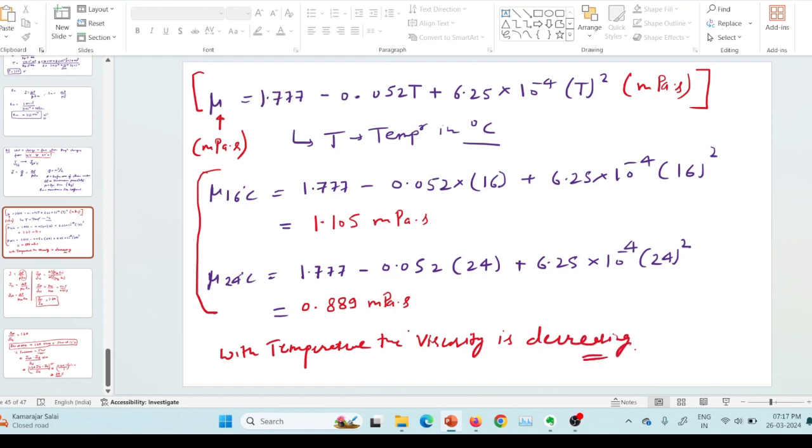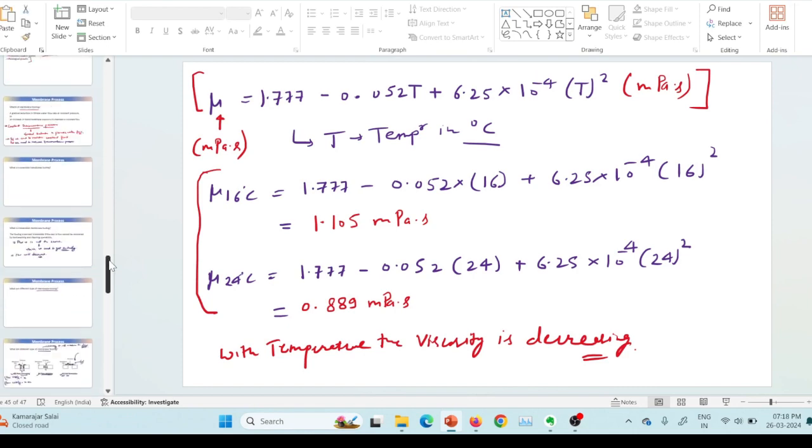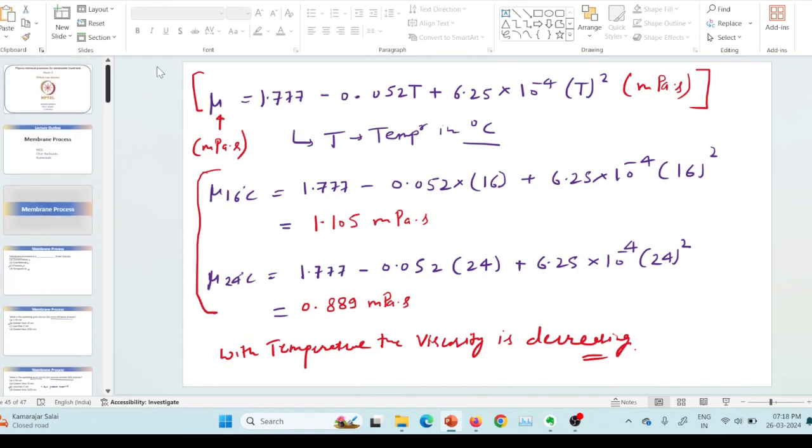Because of this decrease in viscosity, there will be less friction, and because of that the flux is increasing. So this is the conclusion of this question. So this is about today's lecture.